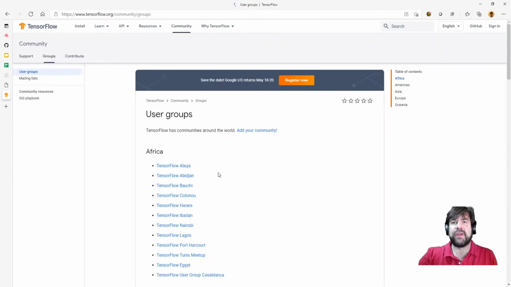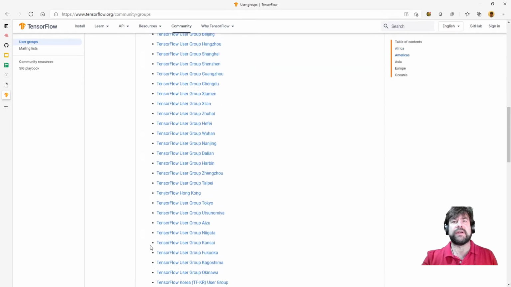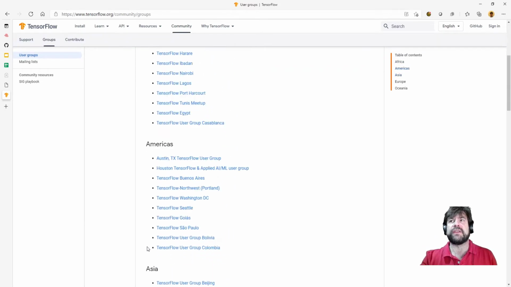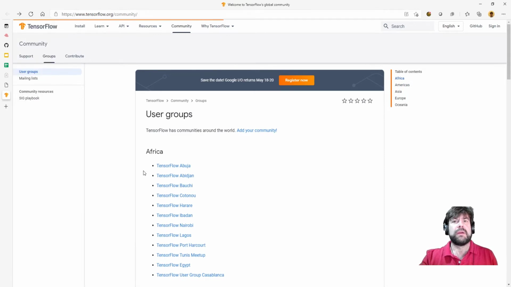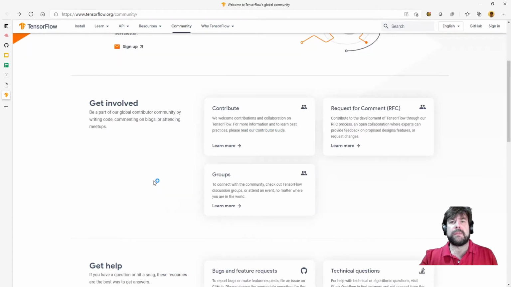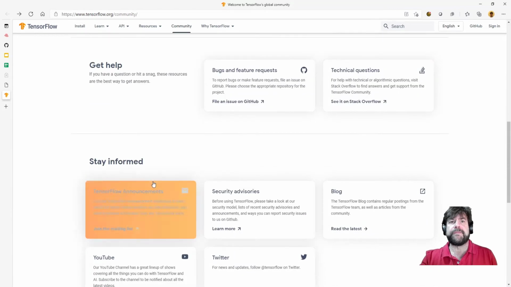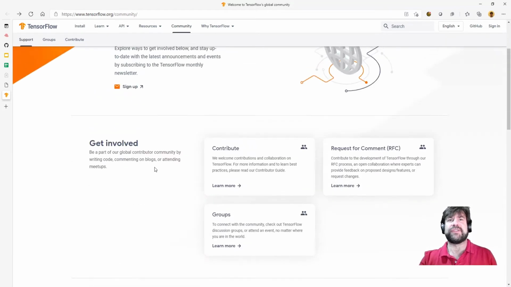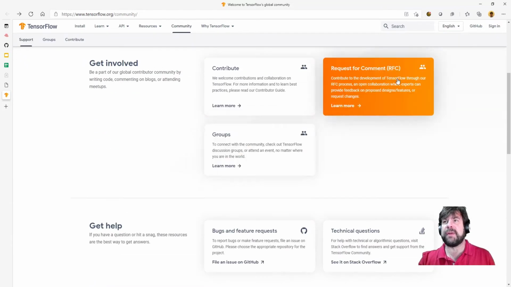There's discussion groups, so they have multiple discussion forums if you want to start interacting with them. These look like they're geographically distributed. And this page is just all sorts of requests for comments. Requests for comments are where they publish proposed changes or features, and you can go in and comment on them and help them develop it the correct way. You're kind of the user testing environment.